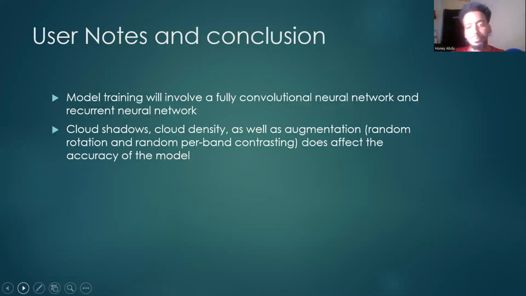User notes and conclusion. These are my personal user notes and conclusion that have come up from this paper review. First of all, model training will involve convolutional neural networks and recurrent neural networks. Then, just like I said, accuracy is not 100% guaranteed in this case.